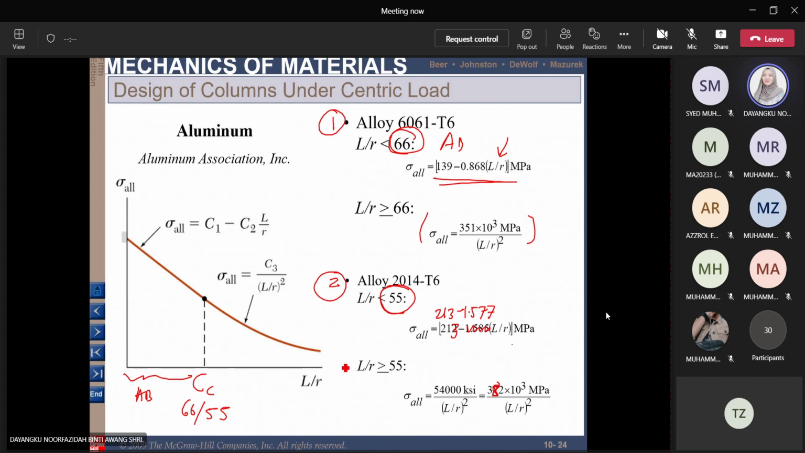So you need to determine the value of your Cc first. Then we can get our allowable stresses. Okay, so we will use this equation here. Okay, so let's look into the example.